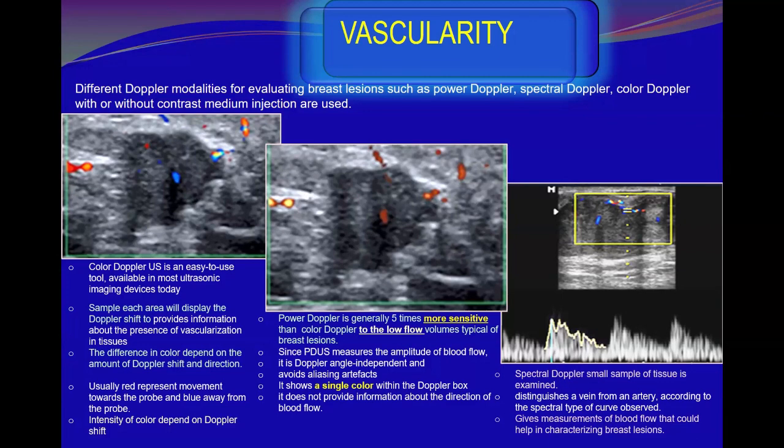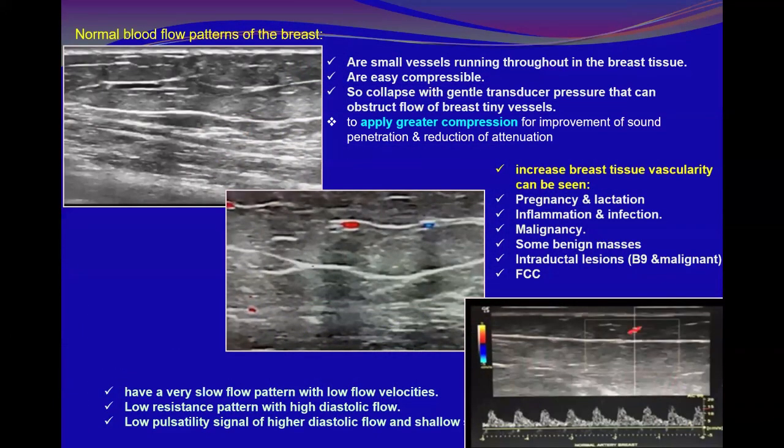Spectral Doppler. As you know, we sample a small area of tissue, and according to the spectral type of curve observed, it can give measurement of blood flow and help in characterizing breast lesions. Regarding the breast, normal blood flow is of slow velocity. Breasts usually have small vessels that are easily compressible. Even with gentle pressure, you can compress the vessels within the breast.